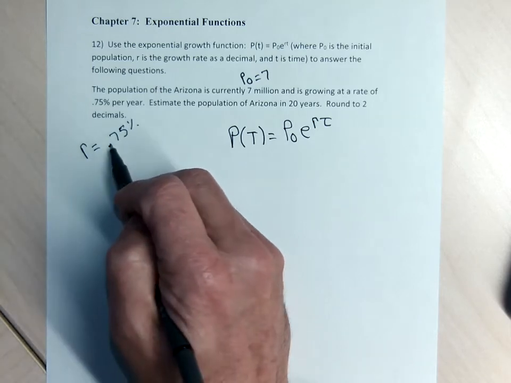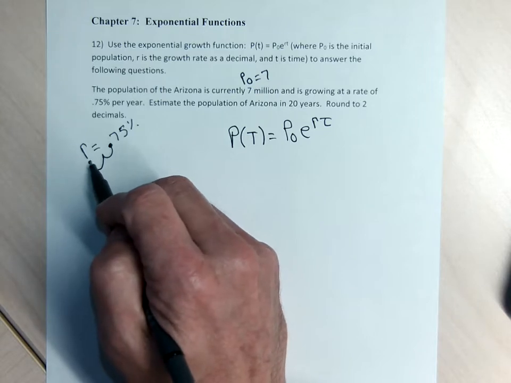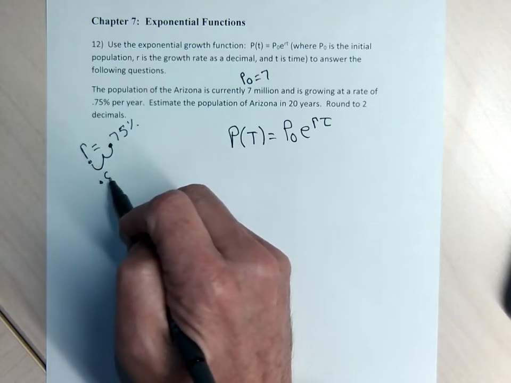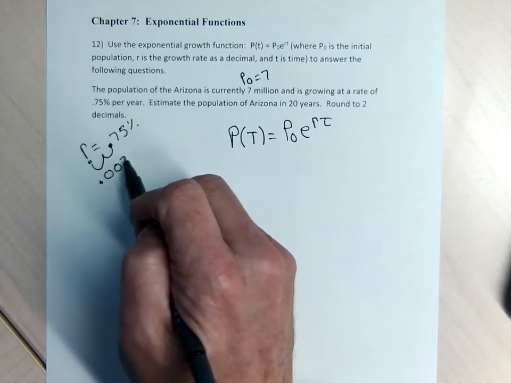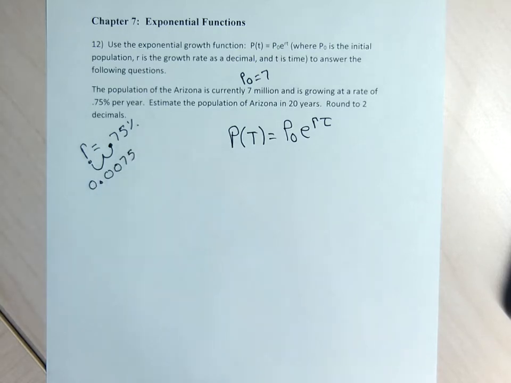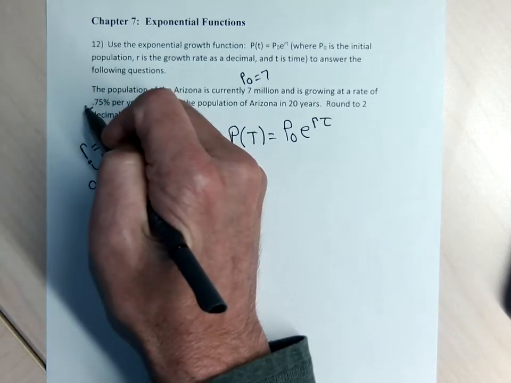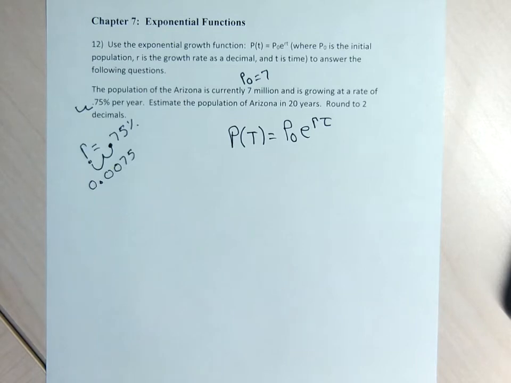I need to change that to a decimal, so I need to take the decimal that's given and I need to move it over 2. And when I do that, I have to add 2 zeros. So the decimal form of the r is going to be 0.0075. Because to make a percent into a decimal, you drag the decimal 2 to the left. And that, in this case, makes me add 2 zeros.